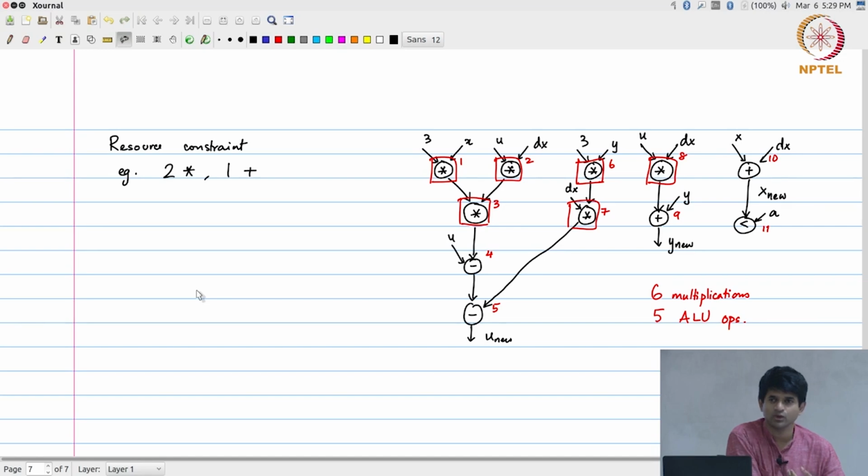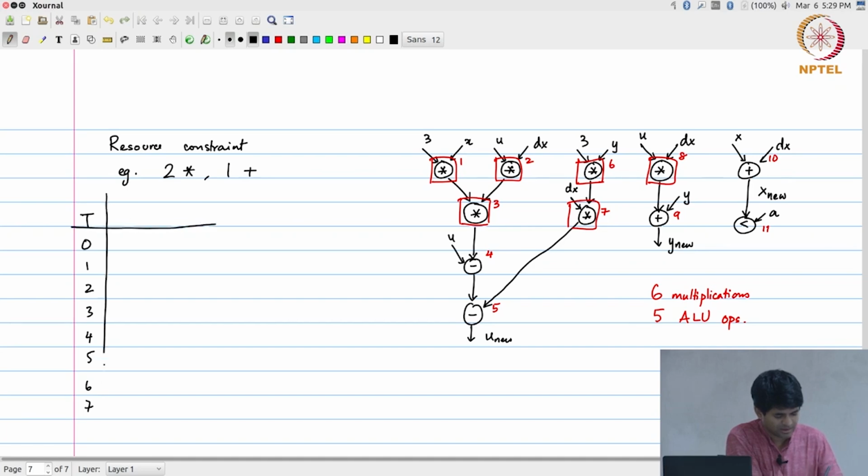Which operation would you schedule first? Right. So, what I have basically is time 0, 1, 2, 3, etc. And I have, I will call them M1, M2 and A. So, there are 2 multipliers and an adder. Okay. And what I am asking you is, at each time instant, what should go on M1, what should go on M2 and what should go on A.